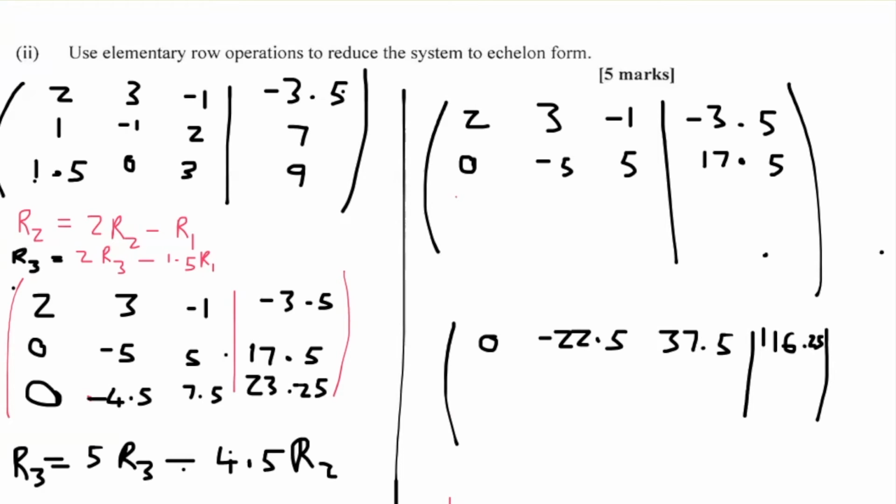Now the next step is to multiply row 2 by 4.5. So 0 times 4.5, that's 0. Minus 5 times 4.5, that gives me minus 22.5. And 4.5 times 5, that gives me 22.5.